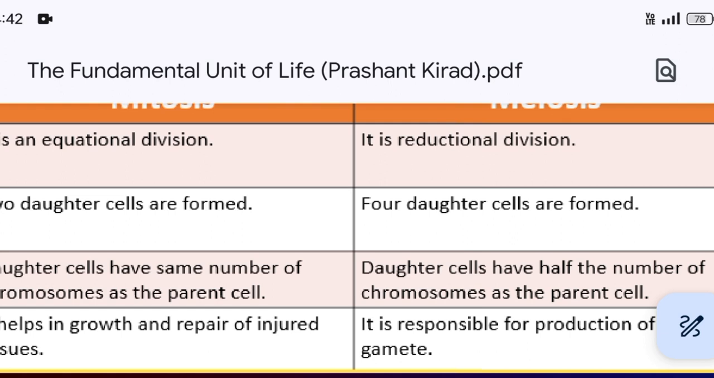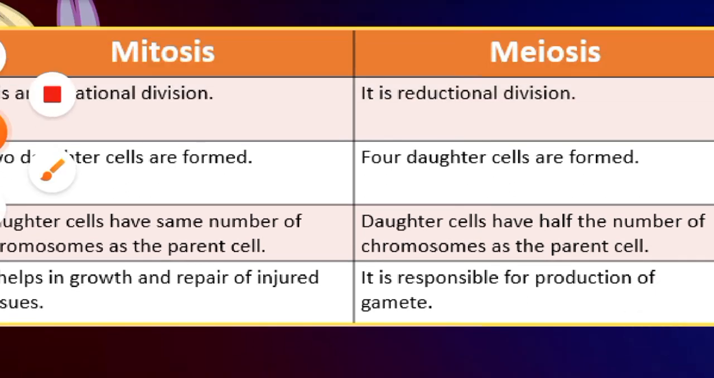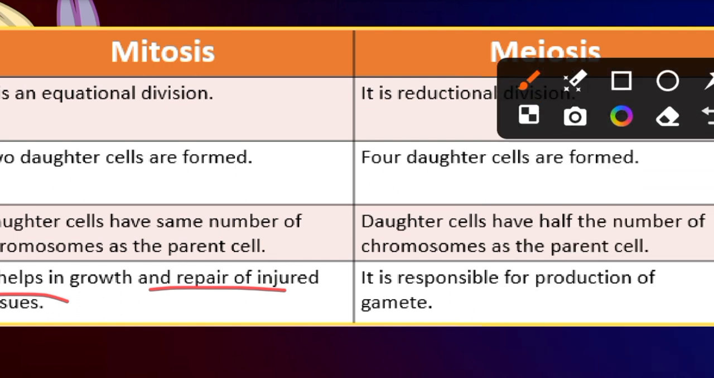Mitosis helps in growth and repair of injured tissues. Now why do these cells have the whole number of chromosomes? Because they are mostly there to help in repairing injured things, like repairing tissues, scars and all. And meiosis helps in the reproduction of gametes.